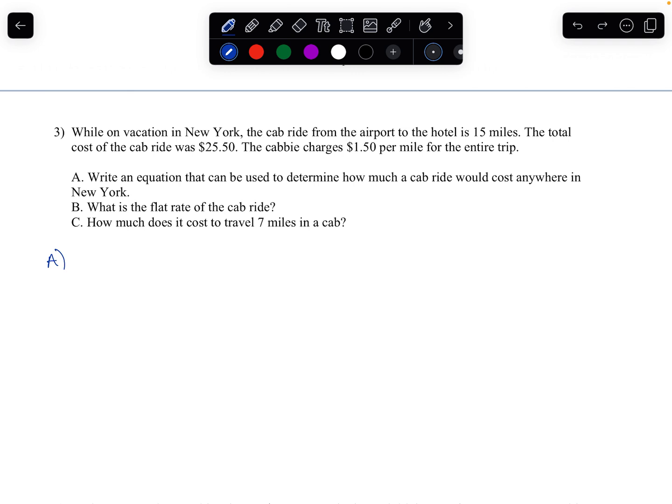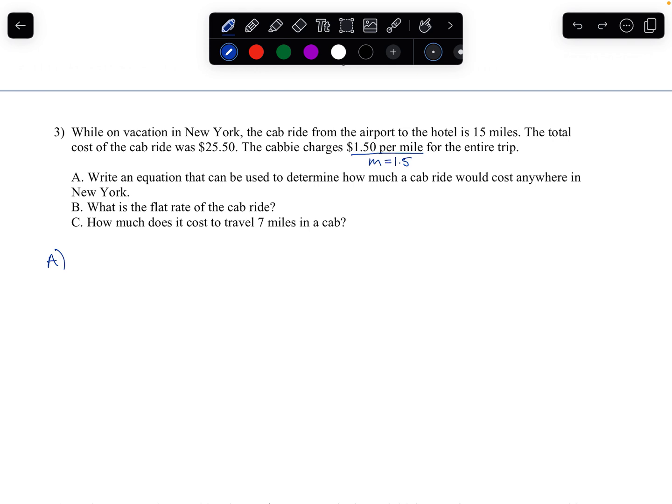And the cabbie charges, so this right here is going to be our slope. M is going to be equal to 1.50 or just 1.5. Now, the thing is, we're not really given an initial value, right? So the cab ride from the airport to the hotel is 15 miles. The total cost of the cab ride is $25.50.